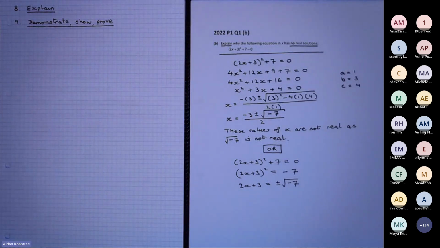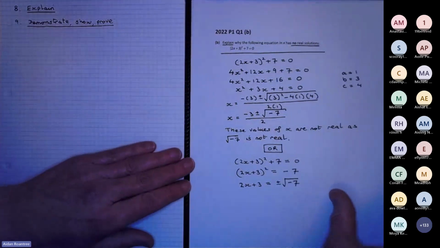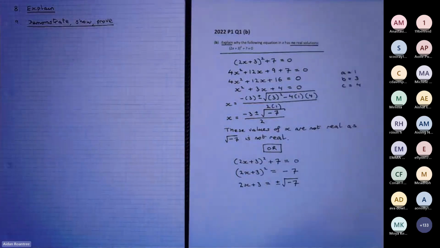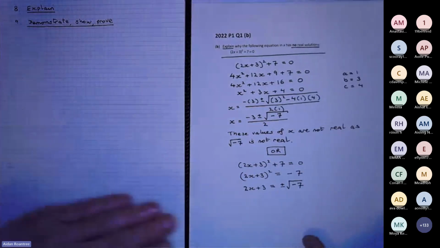Okay, I've been asked about simplifying to decimal places and intermediate values. Good question. They're usually quite forgiving on that, but the rule of thumb is that you keep the intermediate values to one extra digit. So if you're looking for 2 decimal places at the end, try and keep the intermediate values to 3. Okay, so that's that one there.